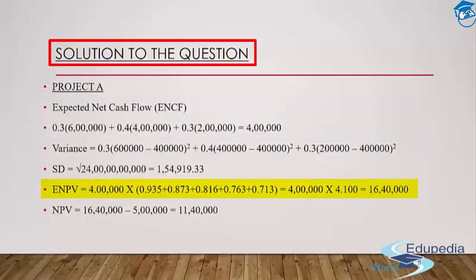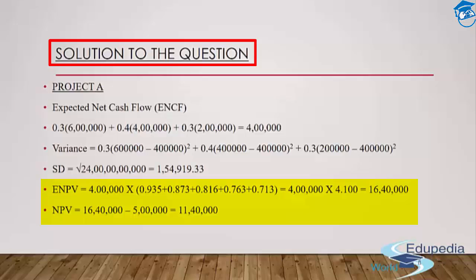And I'll multiply the same with 4 lakh rupees to get the amount. If I talk about what amount of cash flow I will be able to recover from this project, it's going to be 16,40,000 rupees. Now remember, my initial outlay was 5 lakh rupees. So in order to calculate the NPV, the net present value, I'll simply subtract 5 lakh from the 16,40,000 rupees. I'll get an NPV of 11,40,000 rupees.